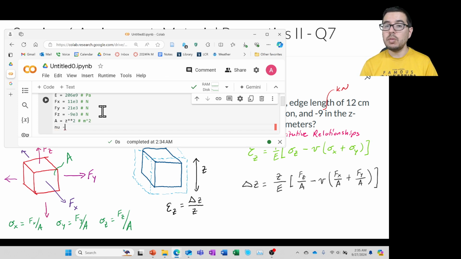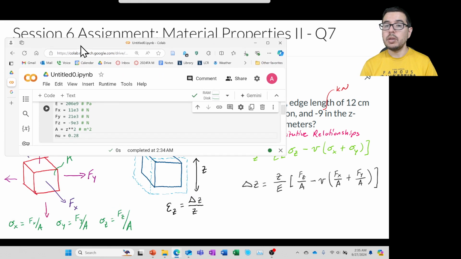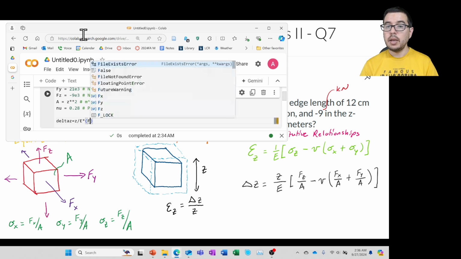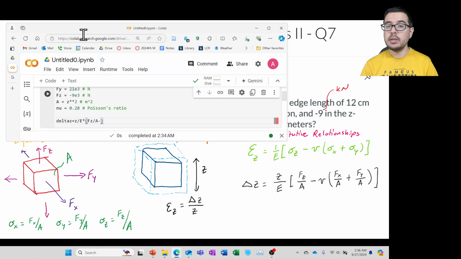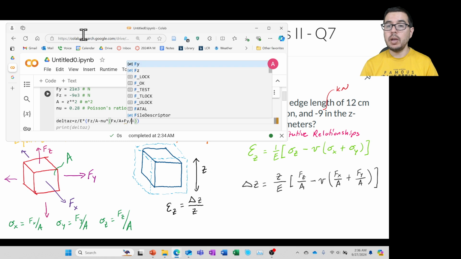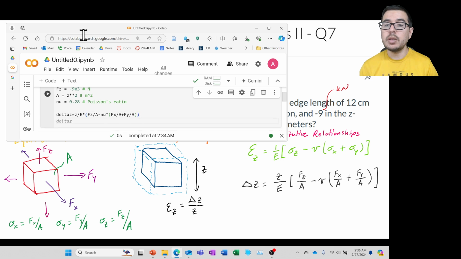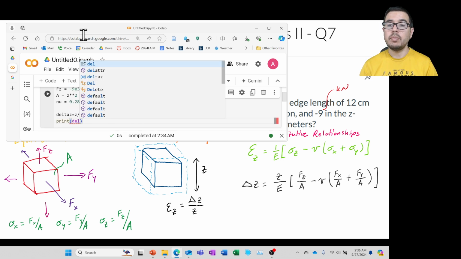Oh, a nu. We had to put in a nu. Nu was 0.28, I think. Yeah, 0.28, and that's just Poisson's ratio. This is dimensionless. So the delta z is going to be equal to z divided by E times the quantity Fz over A minus nu times the quantity Fx over A plus Fy over A. And it's showing me nicely how the parentheses line up. I think that's good.